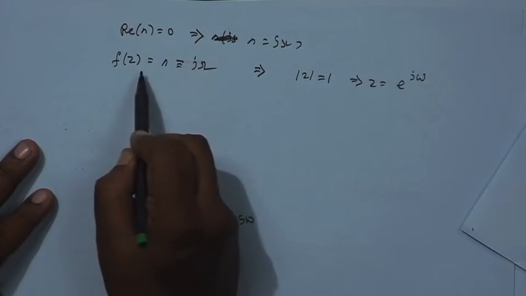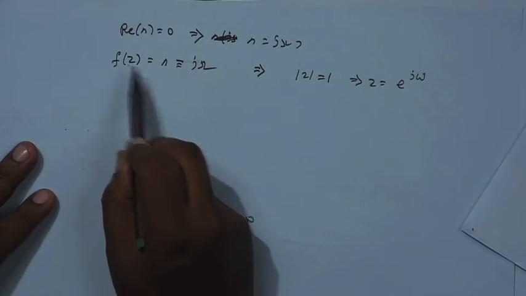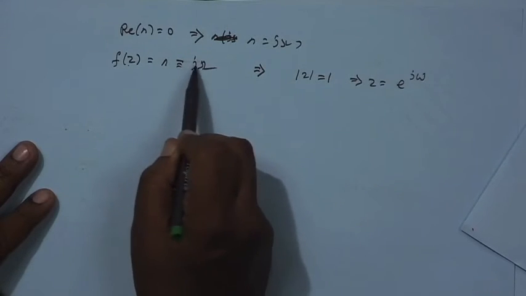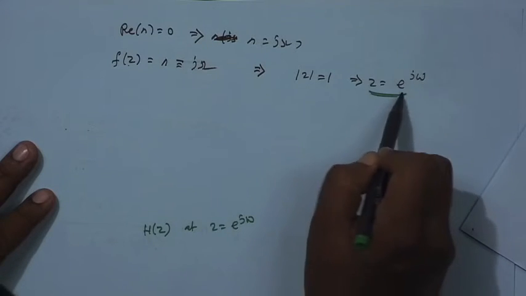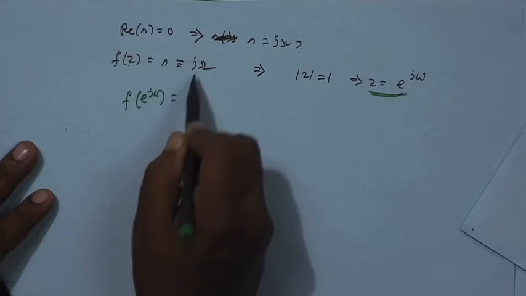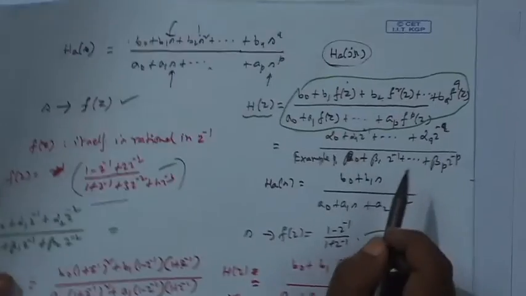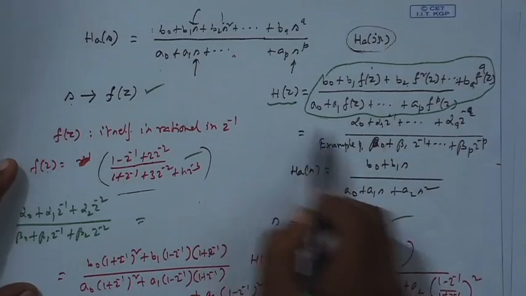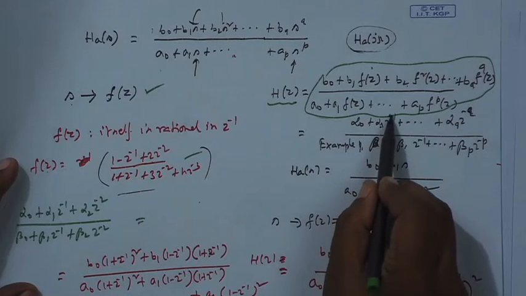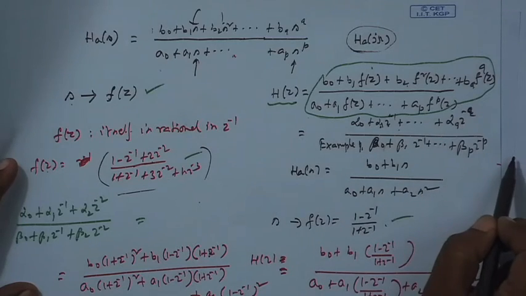But what is f(e to the power j omega)? Here I am saying that if f(z) is such that when you solve f(z) equal to j capital omega, just pure imaginary part, you would get z equal to e to the power j omega, that is magnitude is 1. That means f(e to the power j omega) will be just j capital omega, is it not? So, that means if you want to find out the DTFT, the transfer function at e to the power j omega, that is alpha 0 plus alpha 1 e to the power minus j omega plus dot plus alpha q e to the power minus j omega q by dot.